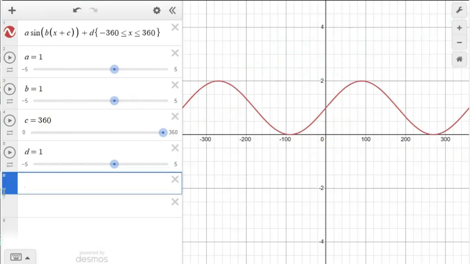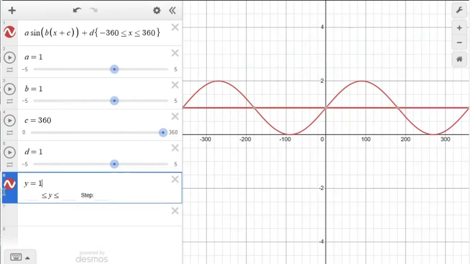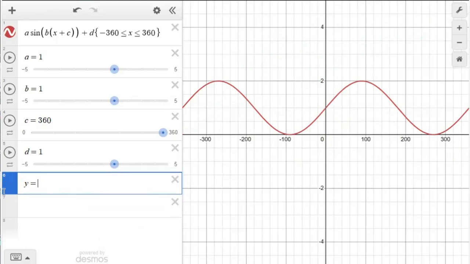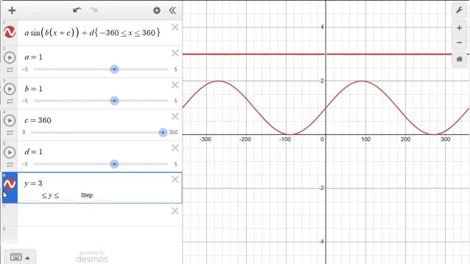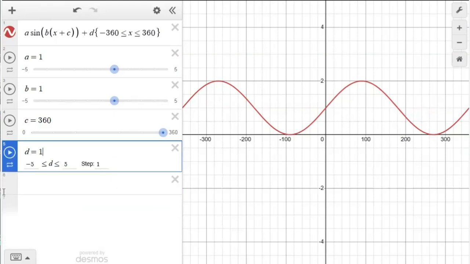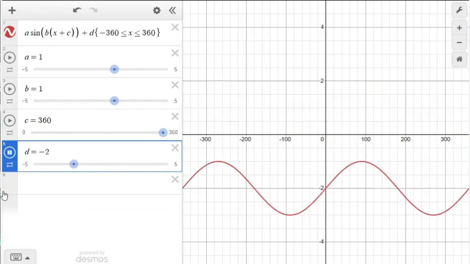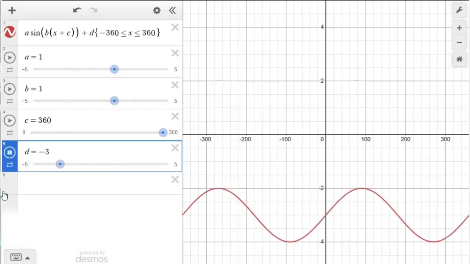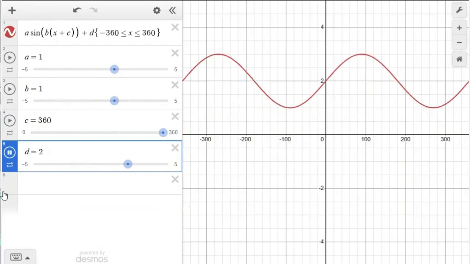I'm going to put a line y equals 1. So you can see that the principal axis or the midline is no longer the x-axis, but it's d equals 1, like y equals 1, a horizontal line. If I change it to, let's say, 3, or maybe something else, let's just play it. So I've set it. You can see it's moving the wave up and down, right?